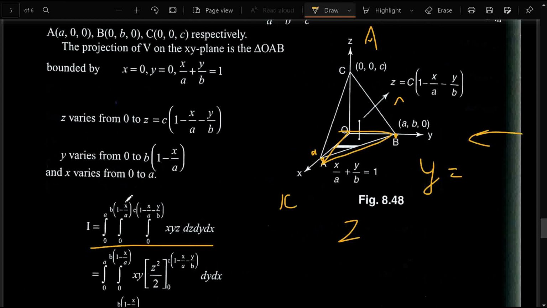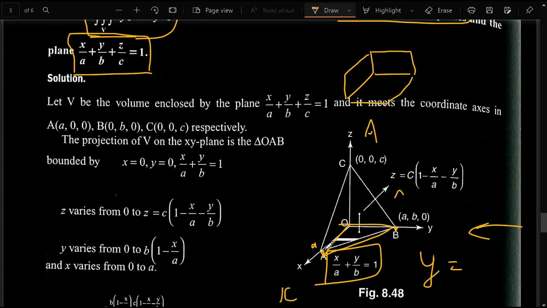So it's 0 to b into 1 minus x by a. How did this come? If this is a 2D xy plane alone, you are omitting z by putting z is equal to 0. You get this by putting z is equal to 0 in this equation.